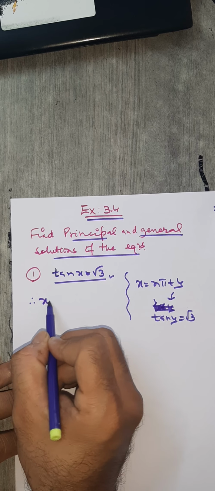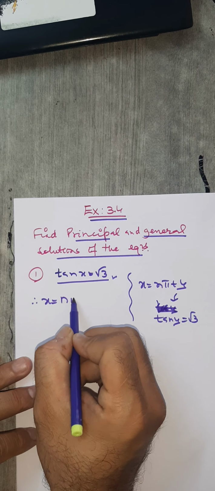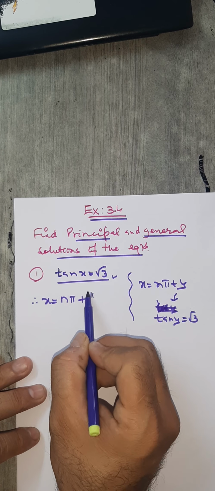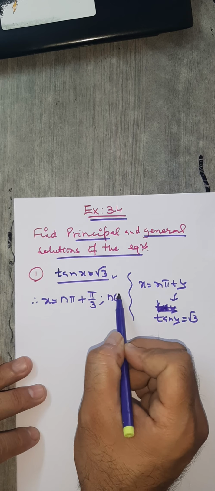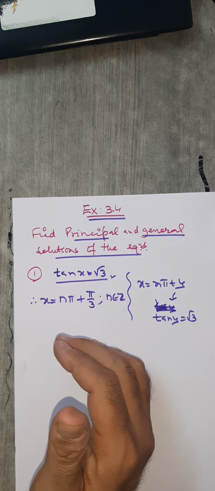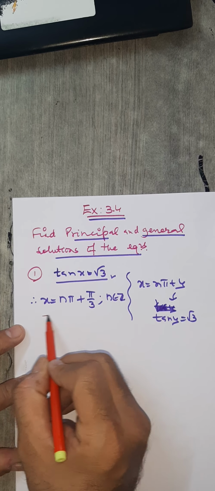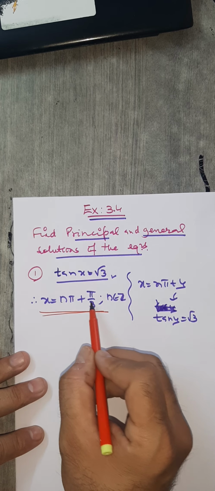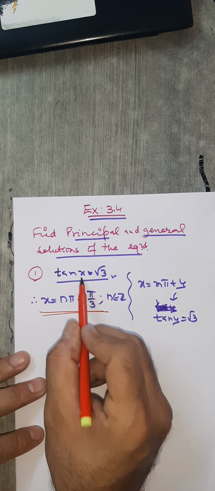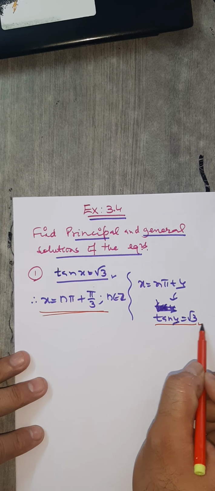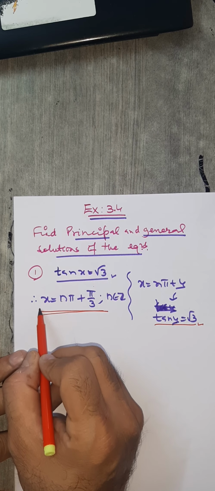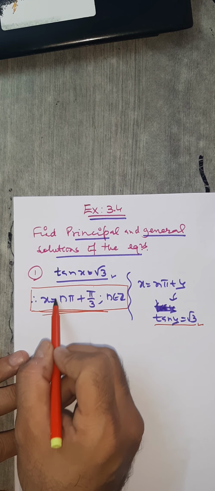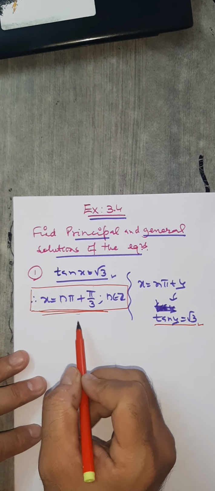So therefore here x equals n pi plus, for the first value, which is here pi by 3, where n belongs to Z. This is a general solution. How did you get this pi by 3? Find y for which tan y becomes root 3. These are the infinitely many values of x which, if I put here, I'll get root 3.